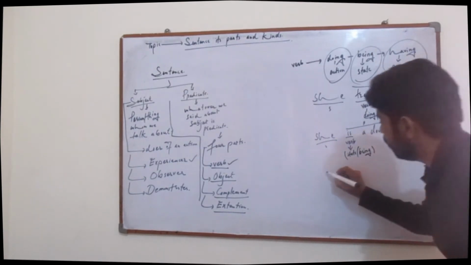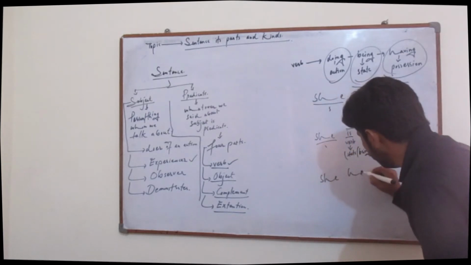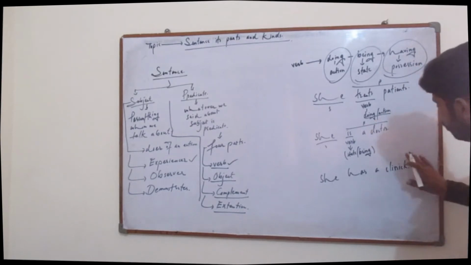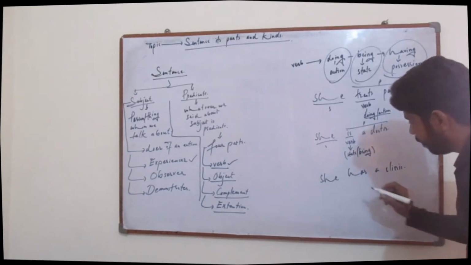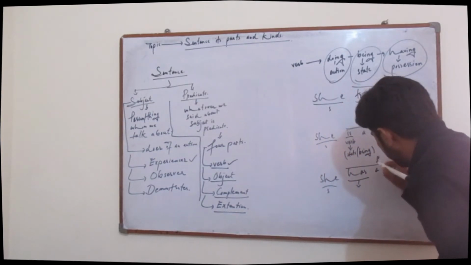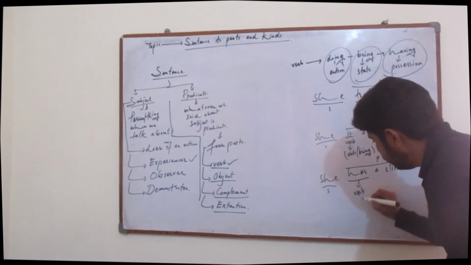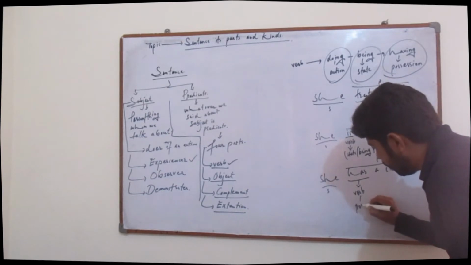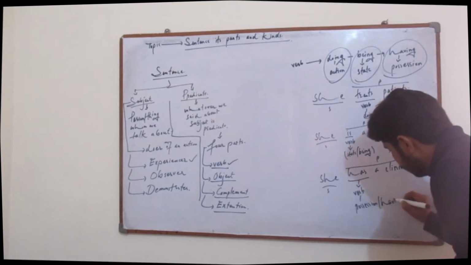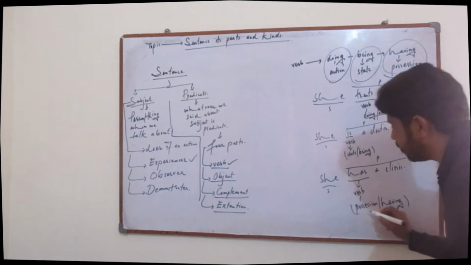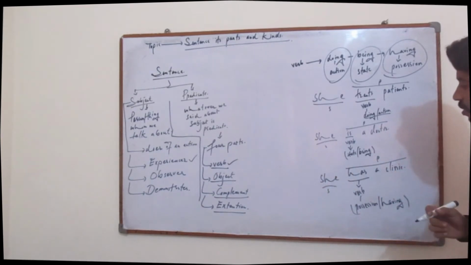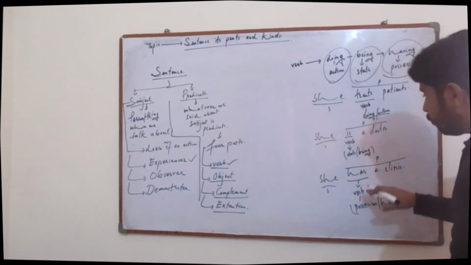It also shows having. They say she has a clinic. So this is subject, this is predicate. Has is verb here. Why? Because it shows possession. It shows having. Possession or having means what a person or thing has. What does this person have? This person has a clinic. So this is said to be verb.